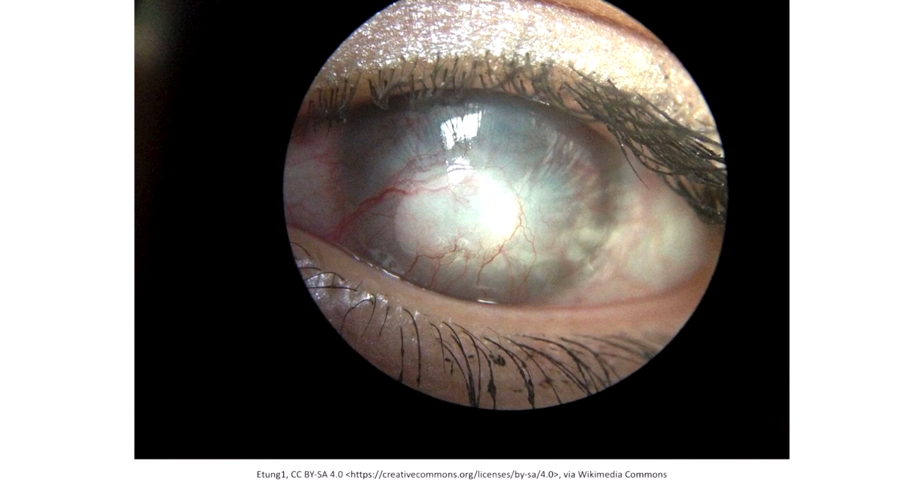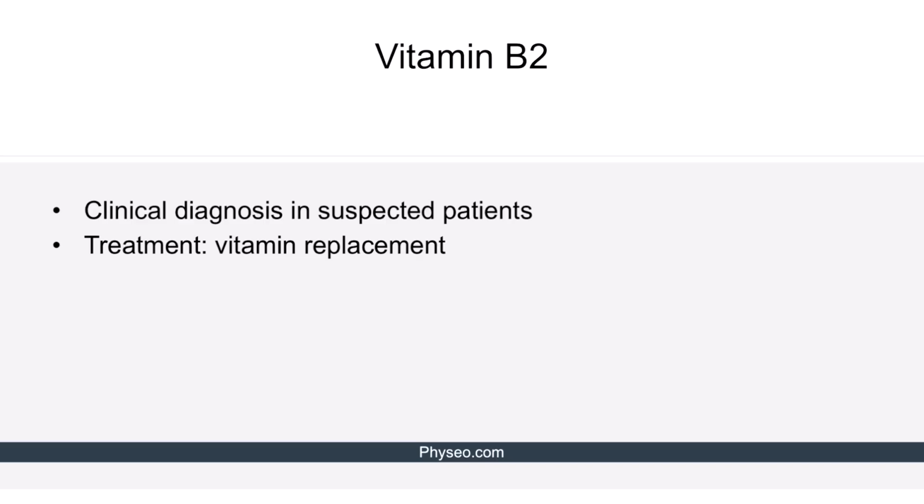Here we see corneal neovascularization, another clinical finding of riboflavin deficiency. It presents as fine and superficial neovascularization, as you can see in the picture. It may present with mild vision loss and red, itchy eyes. As in most vitamin deficiencies, the diagnosis is mainly clinical, taking into account the patient's history and physical exam, especially in those at risk for deficiency. To treat riboflavin deficiency, appropriate vitamin replacement is needed, just like with the other vitamin deficiencies in this lecture.